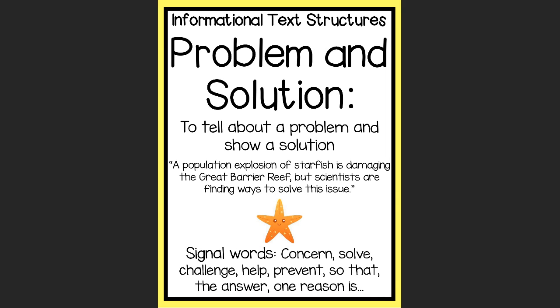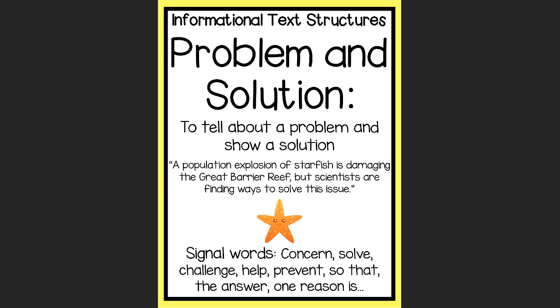And then the last one is problem and solution. With problem and solution, you're able to tell about a problem and then show the solution. So if you think about maybe an issue that you have, like if you're trying to figure out what you wanted to be for Halloween last weekend, that's a problem. So a solution could be maybe Googling ideas online, and then you figure out what you want to be for Halloween. If you're thinking about what you want for breakfast, maybe that's a problem, and then your solution is trying to find something in your pantry.